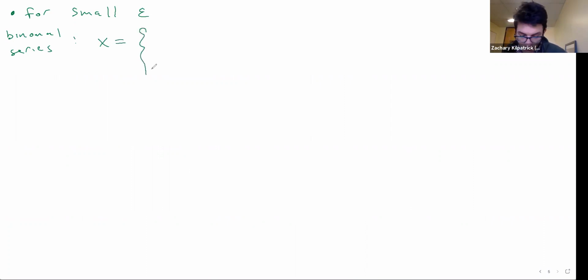So for small epsilon, we can again do a binomial series of our square root function. We've got two roots, right? We've got the x plus root, which is just going to be well behaved, right?